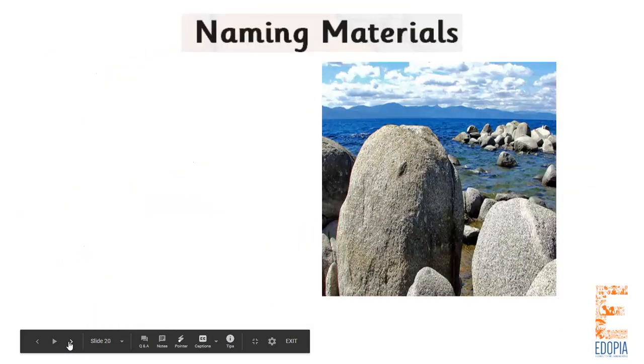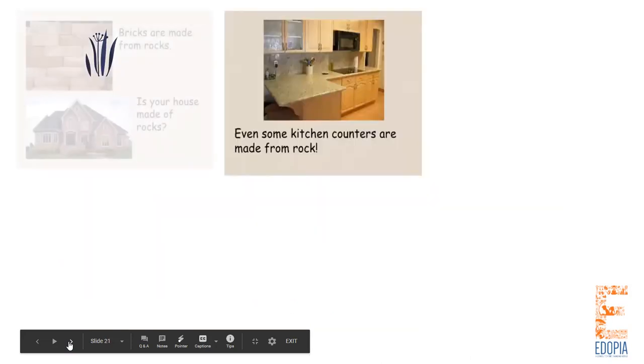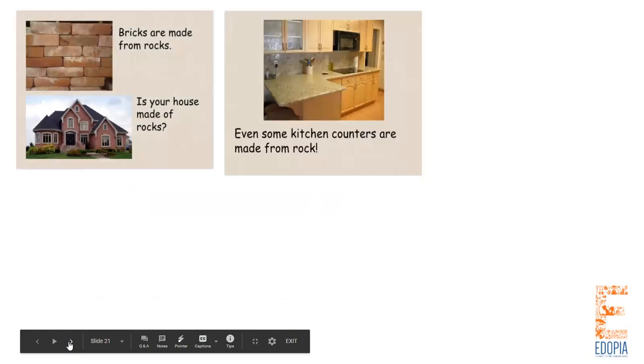Now, then we named some more materials. What are these? These are rocks. So can you name all the things that are made out of rocks? Let me give you a few examples. So bricks are made from rocks. Is your house made out of rocks as well? You have to answer this for me.